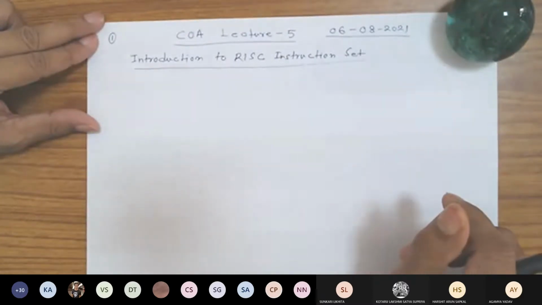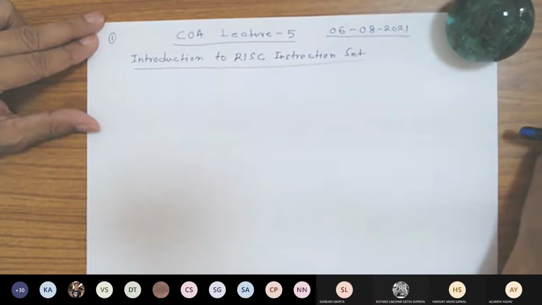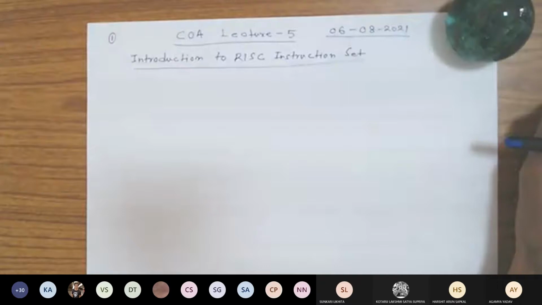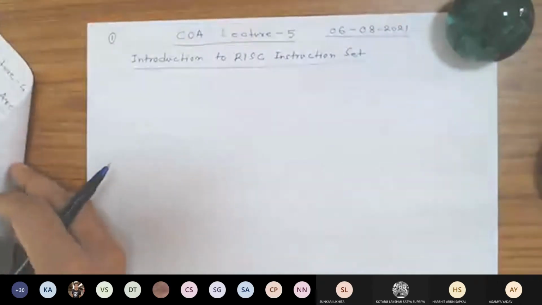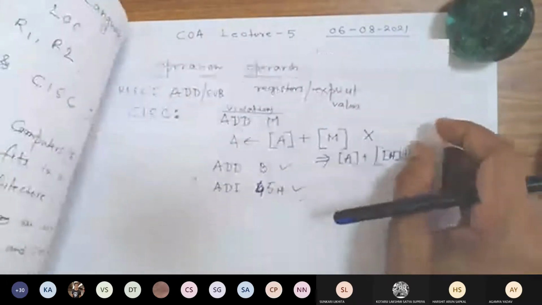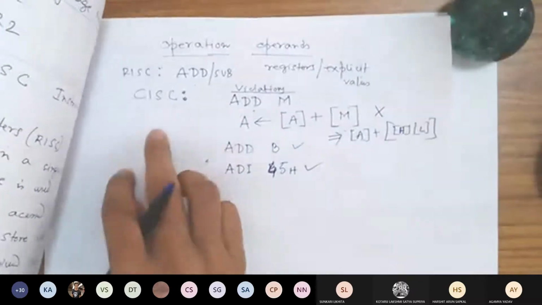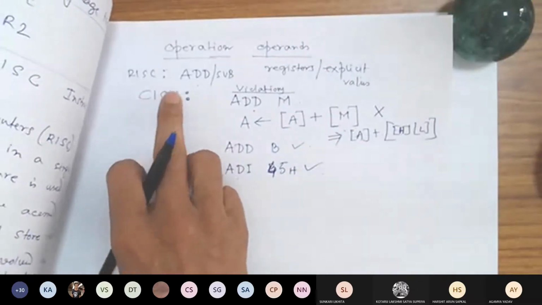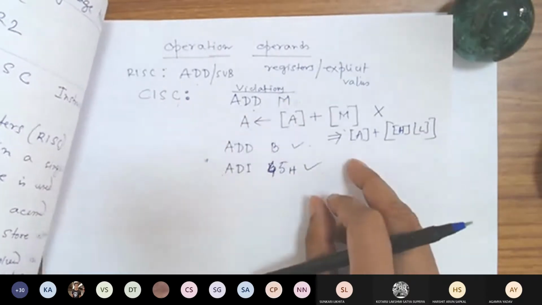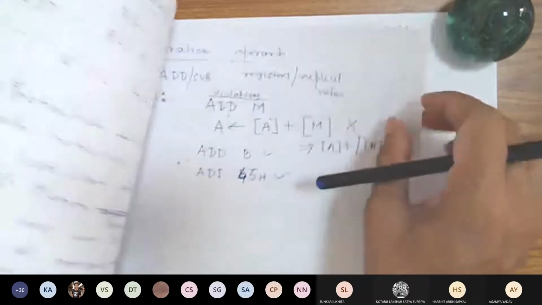So today we shall continue our discussion on introduction to RISC instruction sets. We have already seen in the last class how RISC machines are different. If you remember, we were talking about these things: what are the basic differences between CISC and RISC? We just looked into it, and with some examples we have also tried to understand.